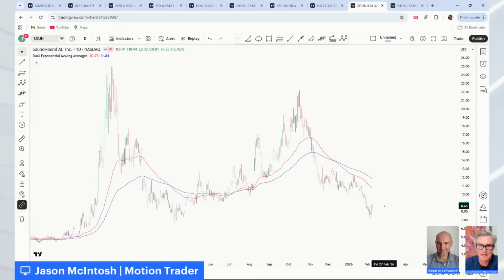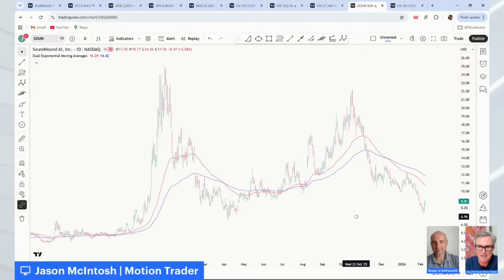Not at the moment, this one. It's making new lows below declining moving averages. So it's not the sort of situation I'd want to be holding in. And it's when the structure flips that I want to start looking at an exit. So above rising moving averages, great. Below the moving averages is a warning.